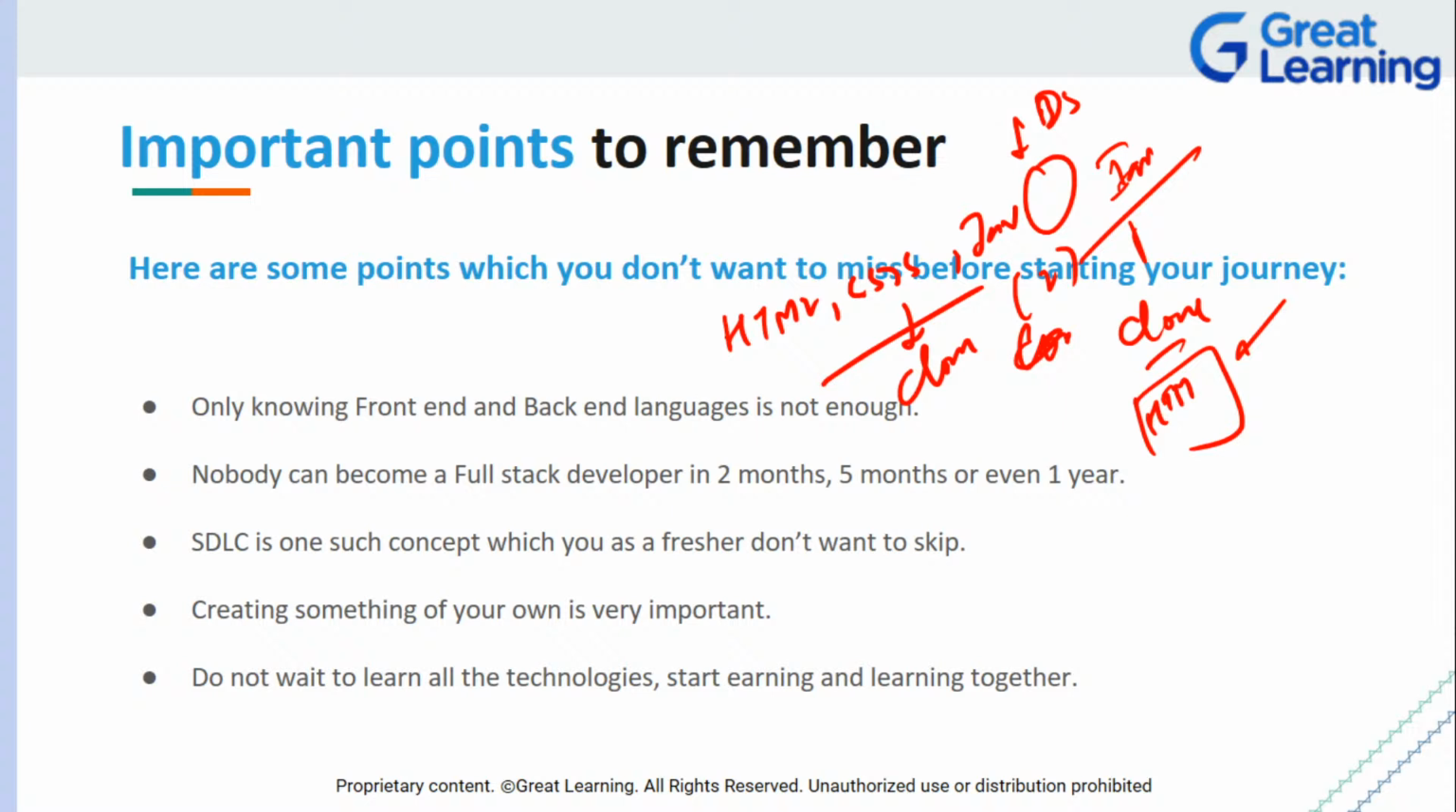Obviously you need help. You have Stack Overflow, which is one of the best. You should post your questions there if you have any, or on GitHub. Once you have those projects in your bag, becoming a full stack developer in maybe 5 months or 1 year is possible. Now SDLC, how the development life cycle works, what the things are, is very important as a fresher.